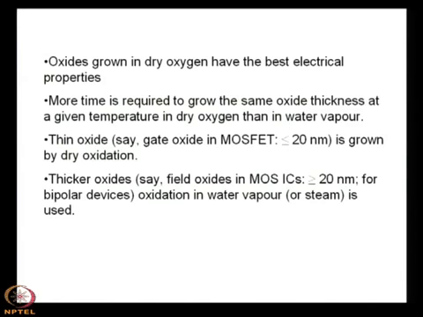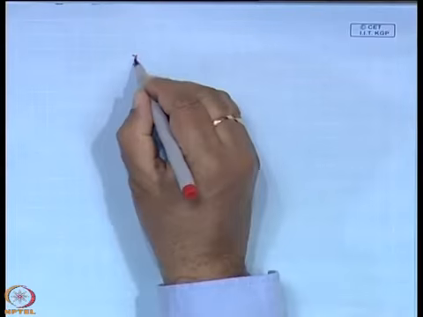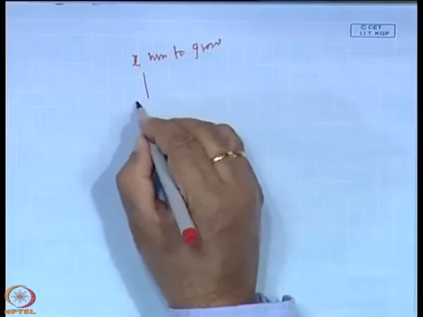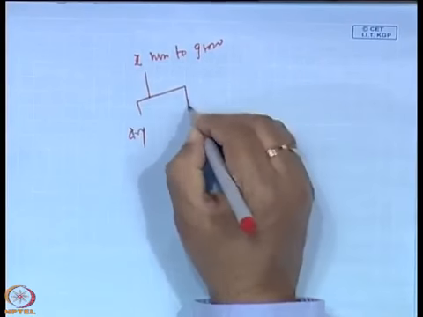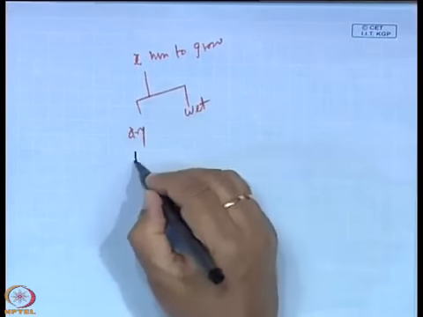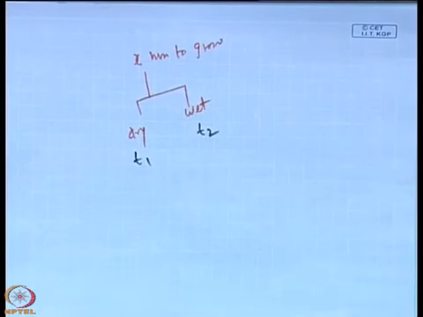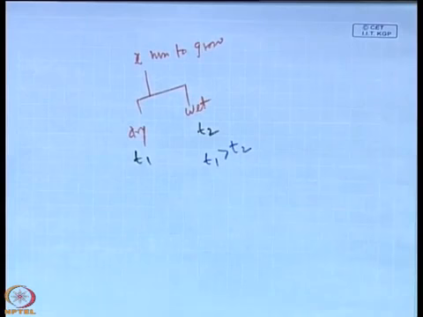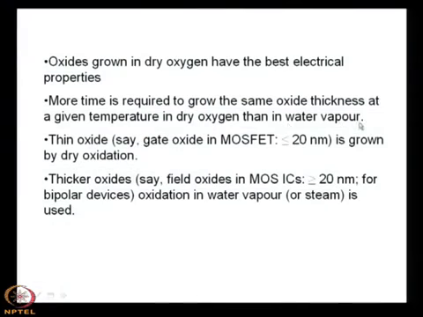for x nanometer to grow, either by dry oxidation or by wet oxidation, the time required is say T1 and T2, and obviously T1 must be greater than T2. So, more time is required to grow the same oxide thickness at a given temperature in dry oxygen than in water vapor, and thin oxide is grown by dry oxidation.